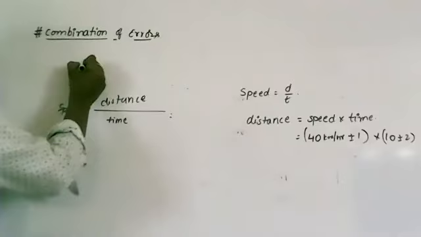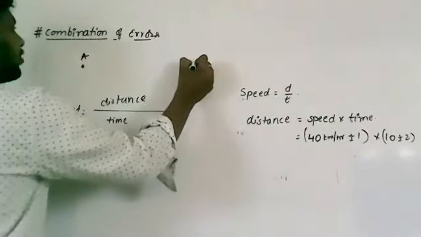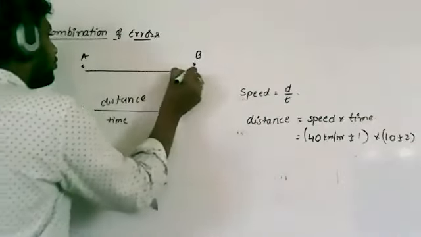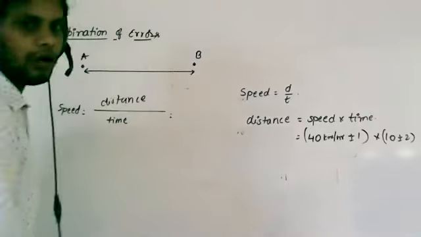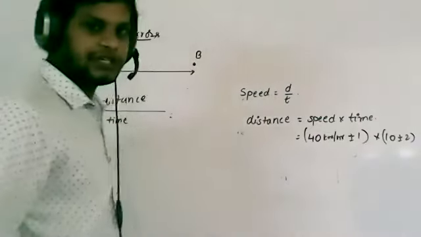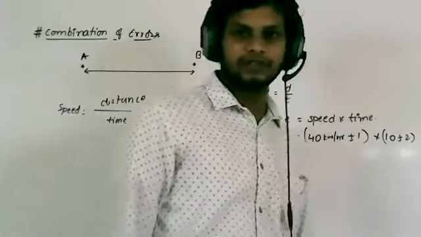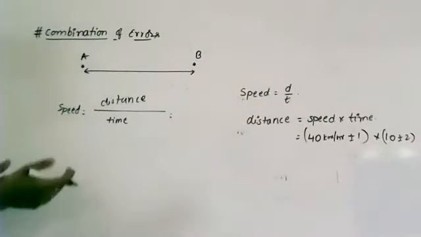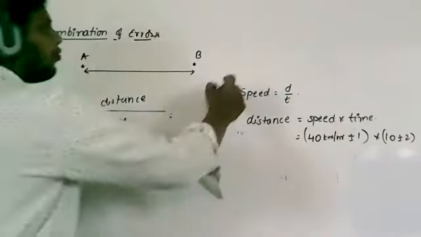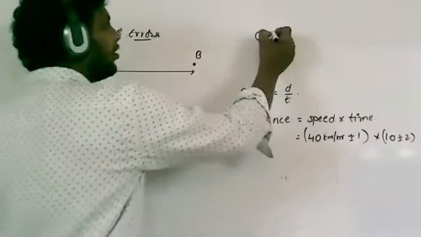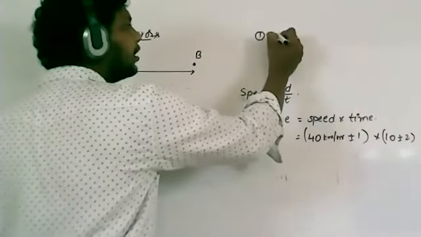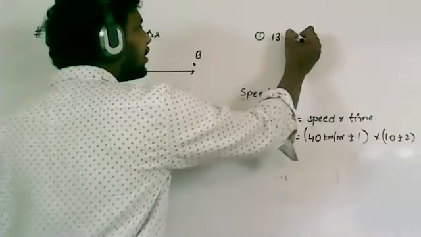Now let us say a body travels from point A to point B. First we have to measure the distance. Just like the previous concepts we discussed, again I'm telling the same thing. First one student measured the value and he got the distance as, for example, 13.4 meter.